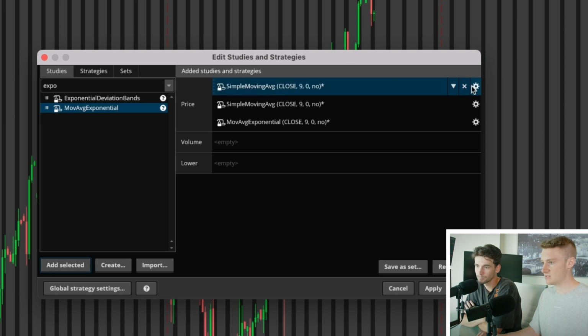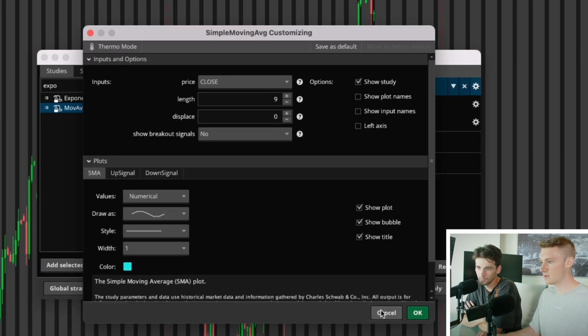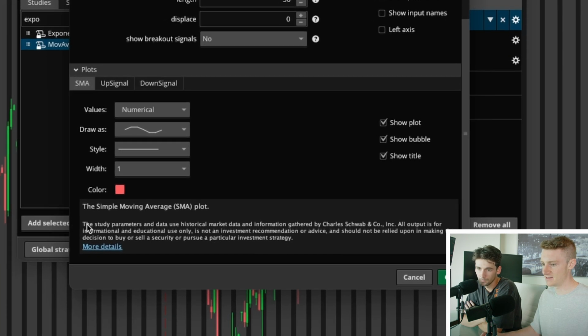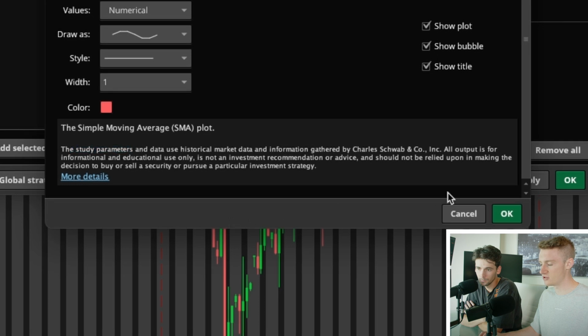Now for the 2 SMAs, we're going to go to this little gear icon, and then under length, we're going to type in 50. And the color for this I use is red. Okay, so the 50-day simple moving average. Okay, now you can see like TOS's little description of a moving average, but this is going to be essentially the average price movement over the last 50 days.